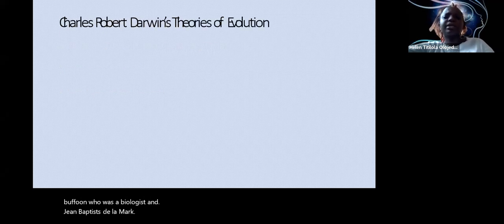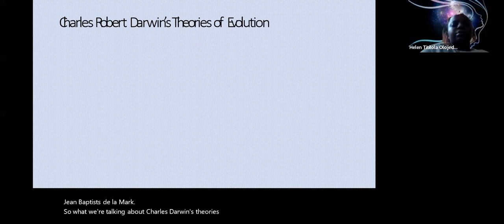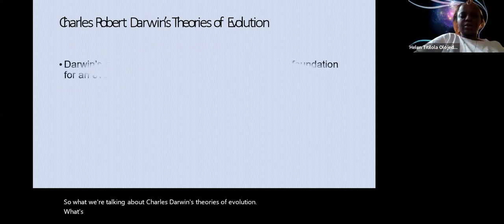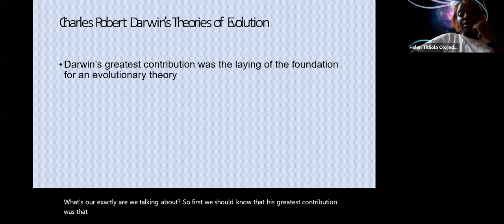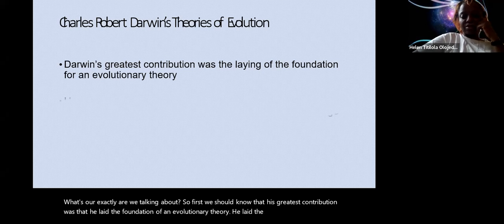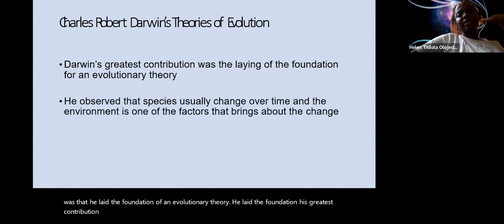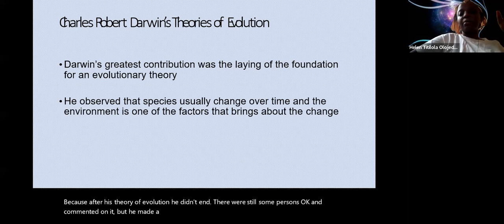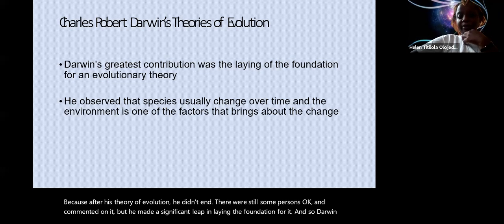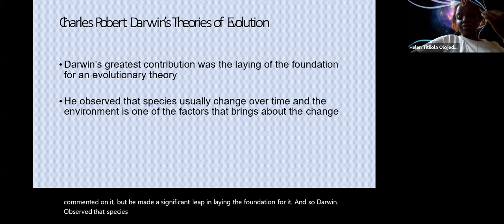So when we talk about Charles Darwin's theory of evolution, what exactly are we talking about? First, we should know that his greatest contribution was that he laid the foundation of an evolutionary theory. That's his greatest contribution, because after his theory of evolution, it didn't end there. There were still some persons who came and commented on it, but he made a significant leap in laying the foundation for it. And so Darwin observed that species usually change over time.